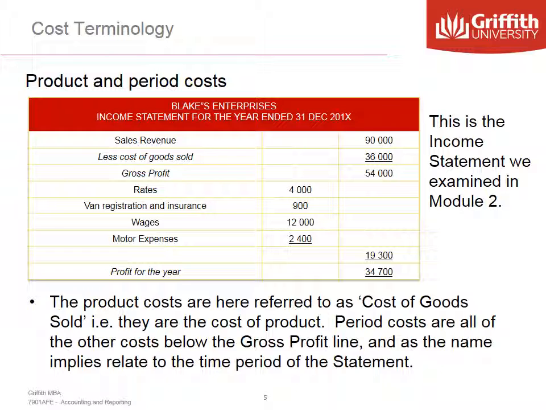Now, if you're not a product cost, you're a period cost. And so period costs are all of the other costs which are listed below the gross profit line. As the name implies, these costs relate to the time period of the statement. So in this case, the income statement is the year ended 31st of December 2011. And so the costs of rates, registration and insurance, wages, and motor expenses all relate to that time period of 1 year ending on the 31st of December 2011.